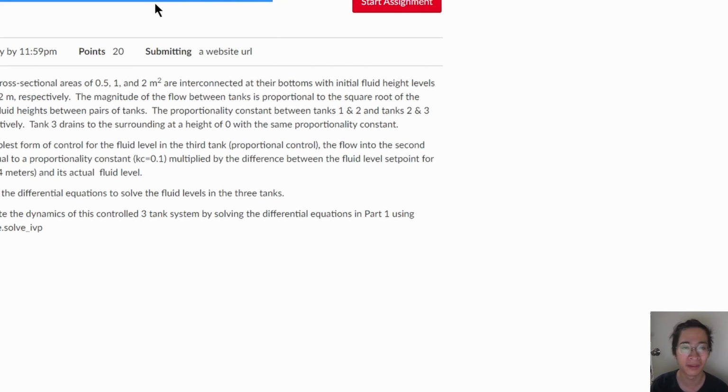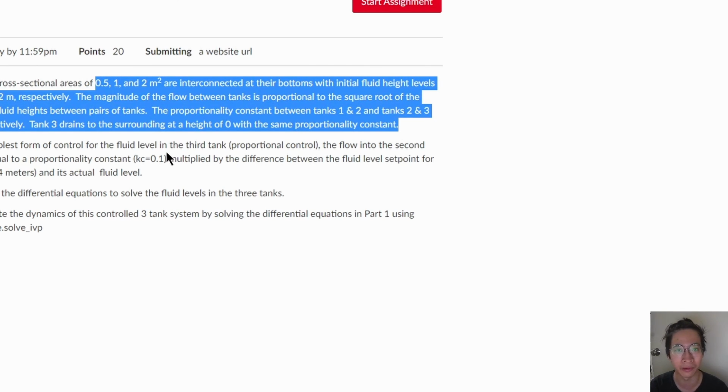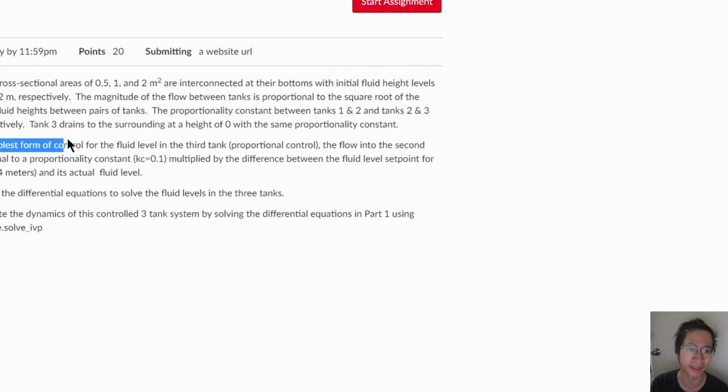And the whole premise of homework 3 is a situation of three interconnected tanks, where we're given some initial information. We'll deal with that later, but let's go over the gist of the problem first. The end product is to use the simplest form of control, that being proportional control, to control the flow rate into the second tank for the three tank system so that we can maintain a fluid set point of 4 meters for the third tank.